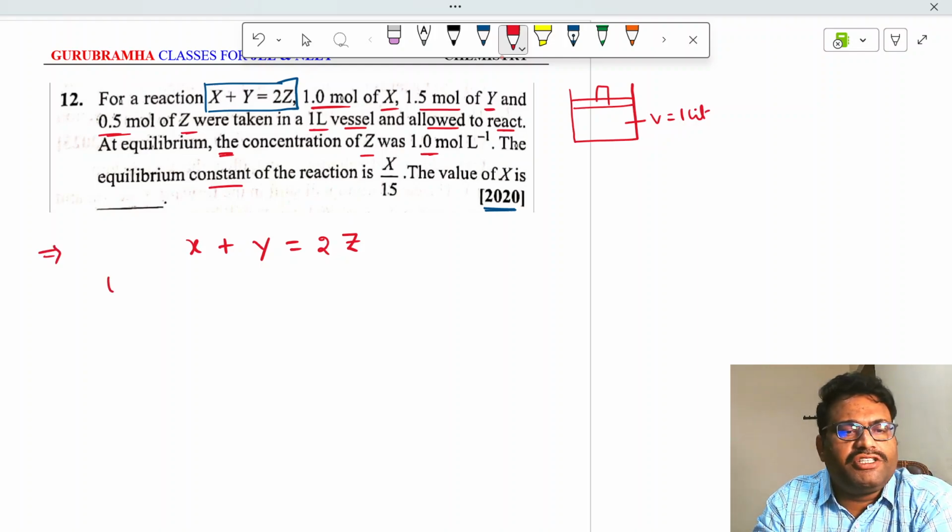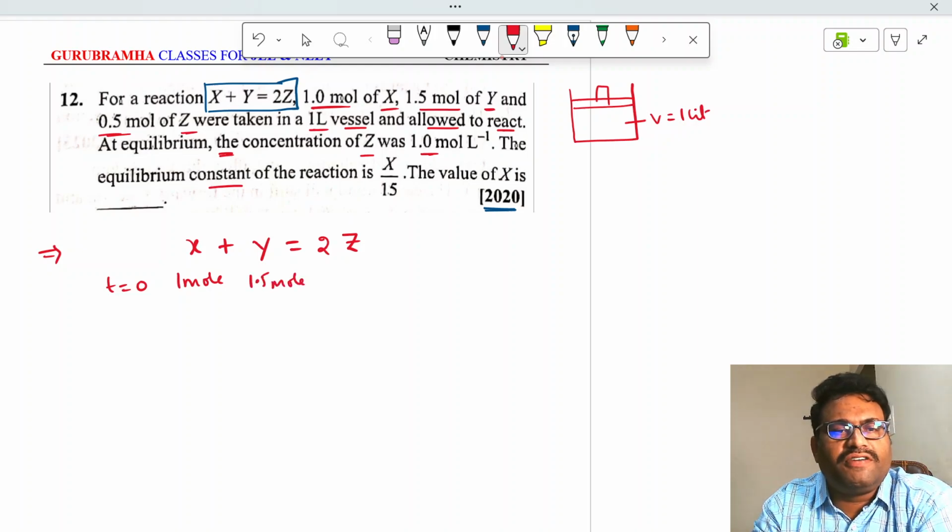At time t is equal to 0, initially, how many moles of x are taken? 1 mole. How many moles of y are taken? 1.5 mole. How many moles of z are taken? 0.5. This is all happening in a 1 liter container.